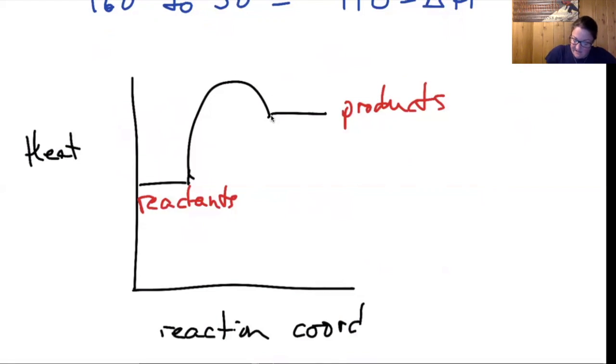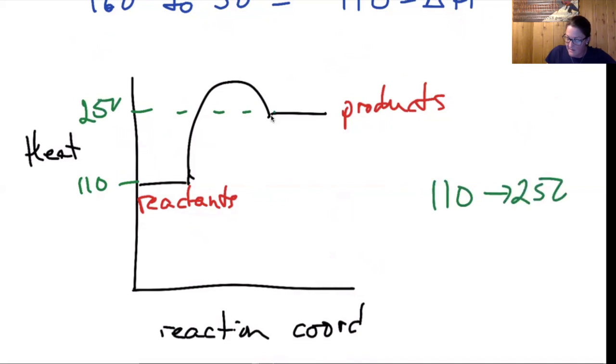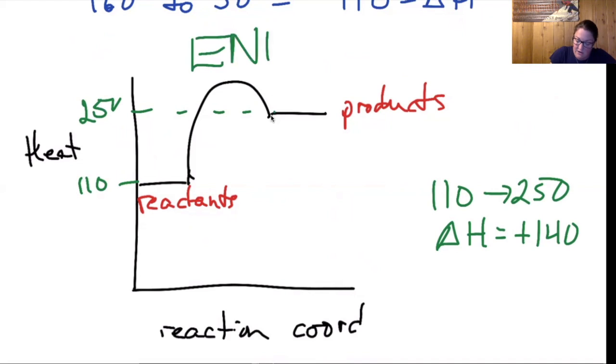Let's attach some values to this. I'm obviously just making them up. Suppose this started at 110 and we finish at 250. Going from 110 to 250 is a change in heat of positive 140. And that positive 140 is consistent with this being an endothermic reaction. Remember, negative delta H is for exo and positive delta H is for endo.